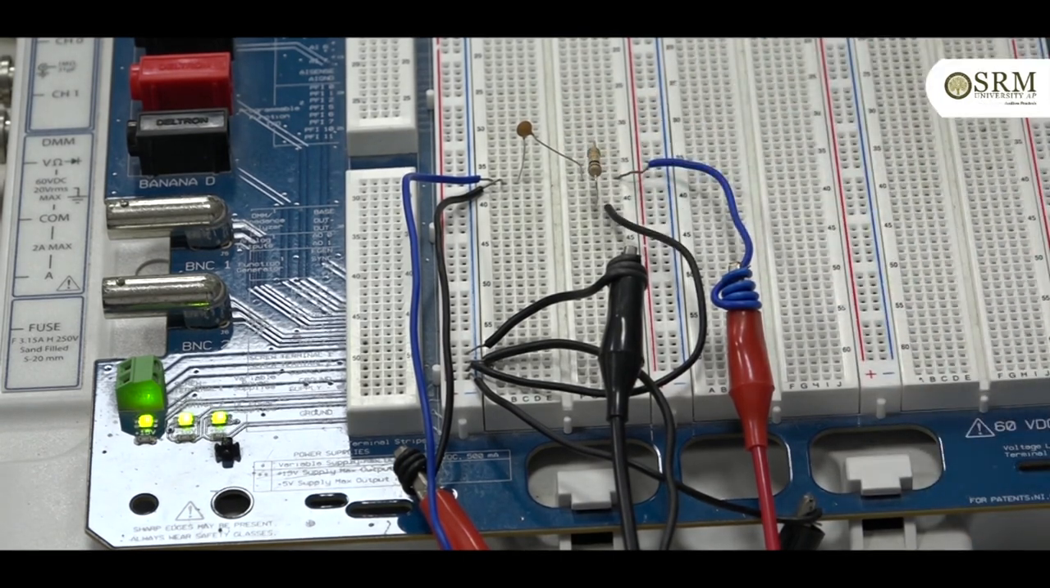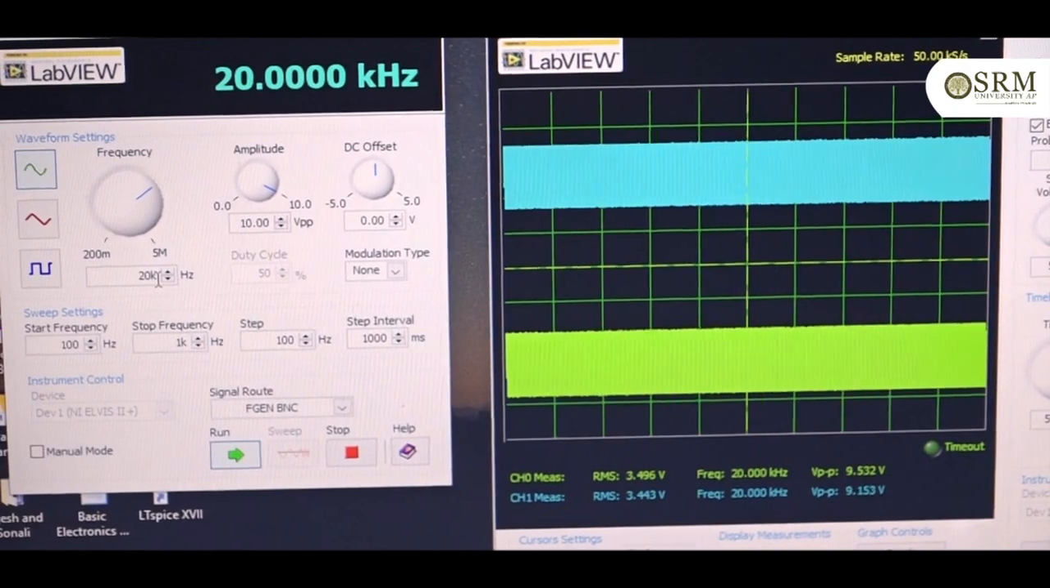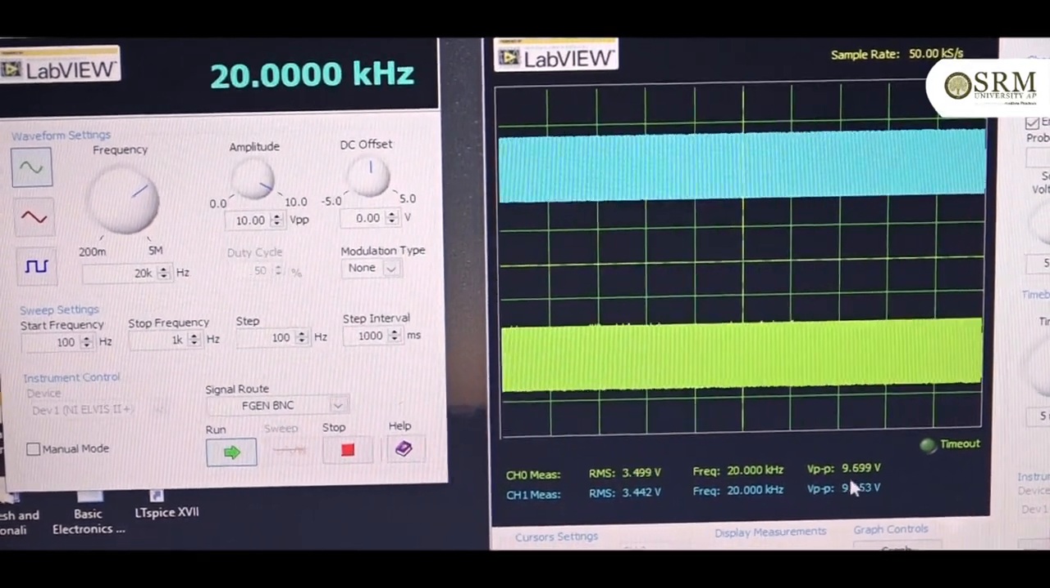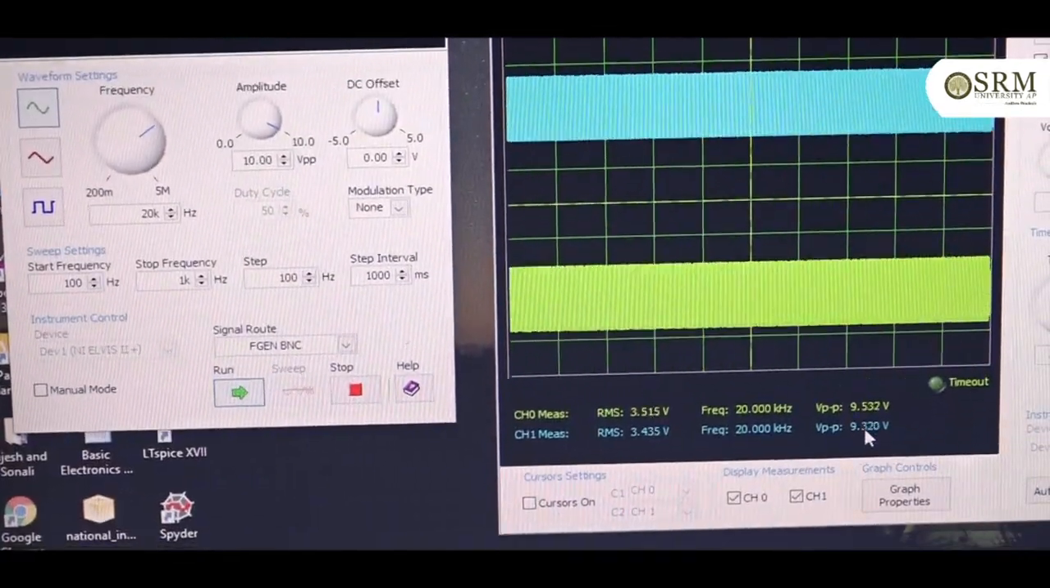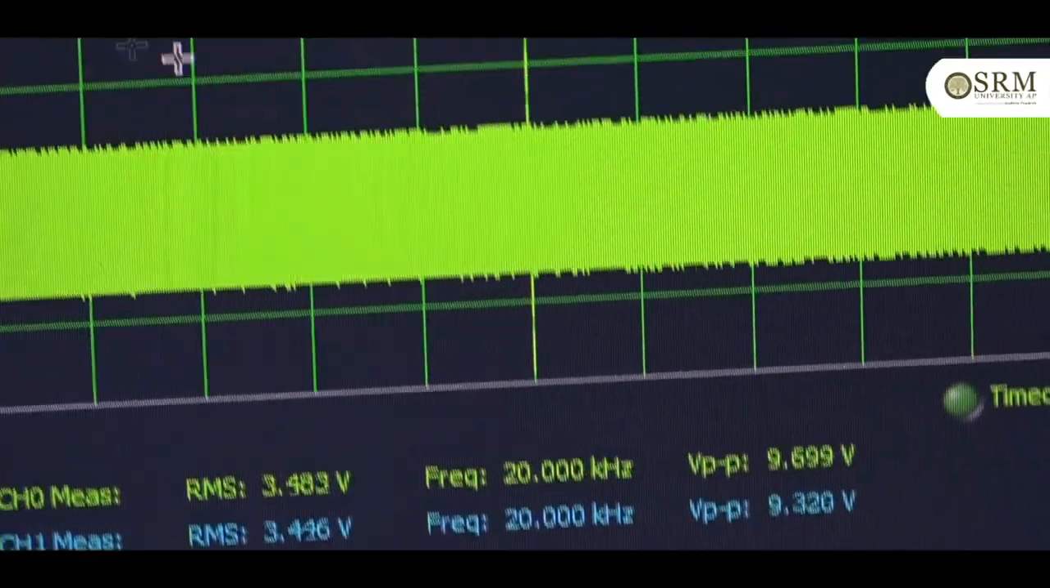Now you will see the difference. Here we are applying 20 kilohertz frequency, 10 volts peak to peak. See here, the output and input are the same, and the frequency is the same. From this we can say that it allows high frequency signals.